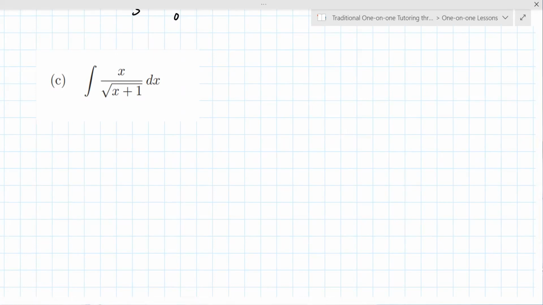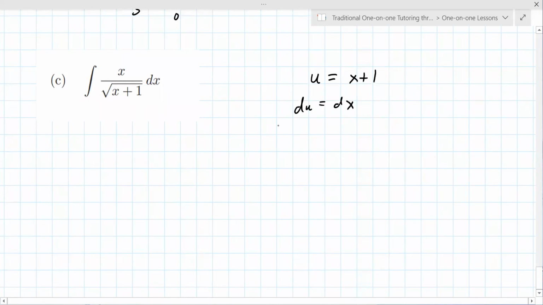How about this one here? This one's a little more complicated potentially. Would that one be u sub as well? What would your u be? X plus 1. Okay. So I'm going to follow this through. So du is dx. This becomes the integral of x over the square root of u du.